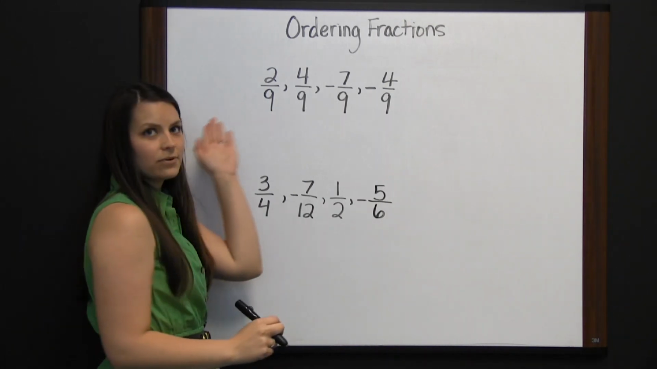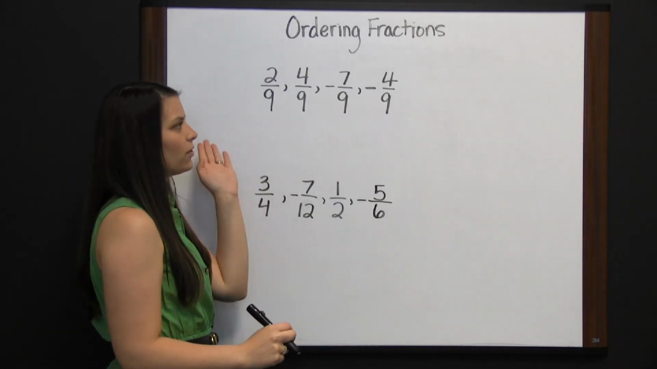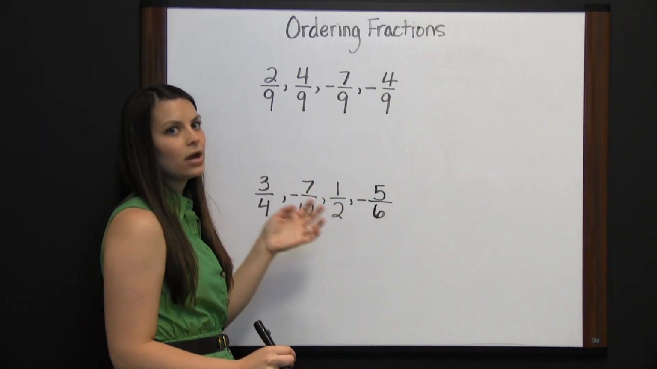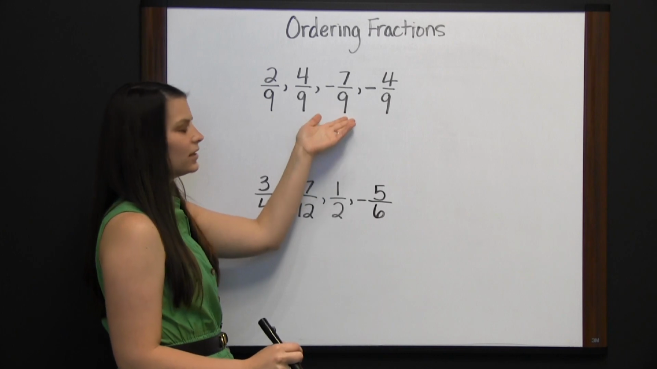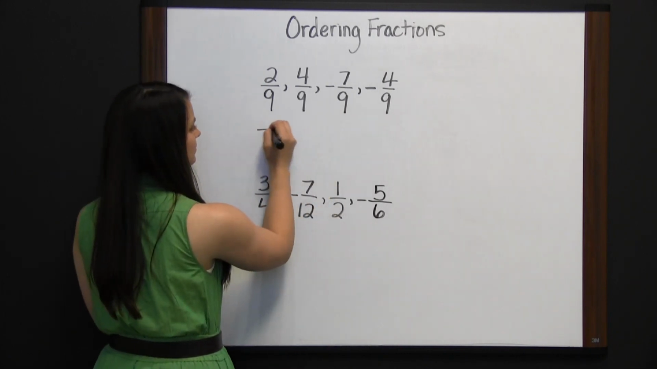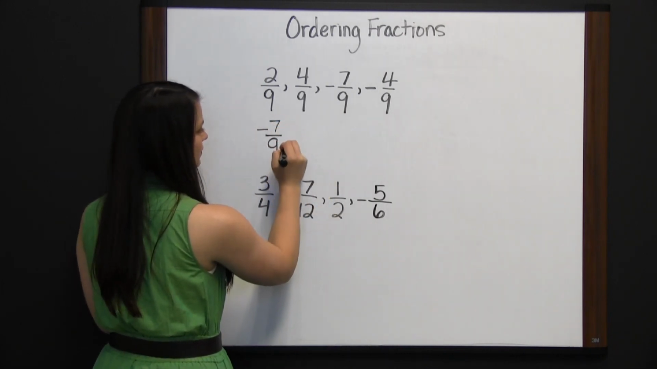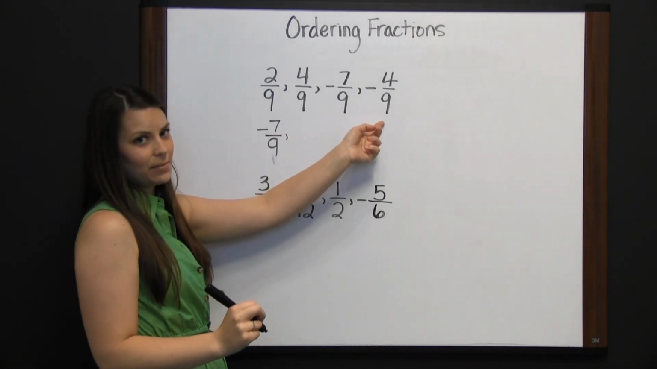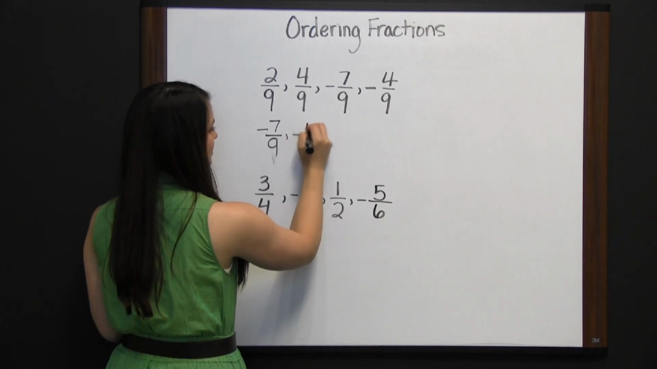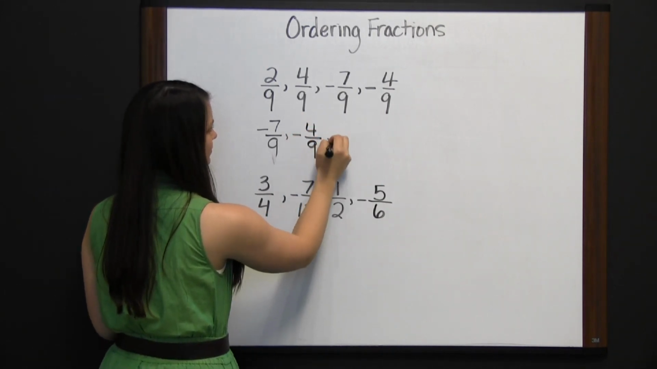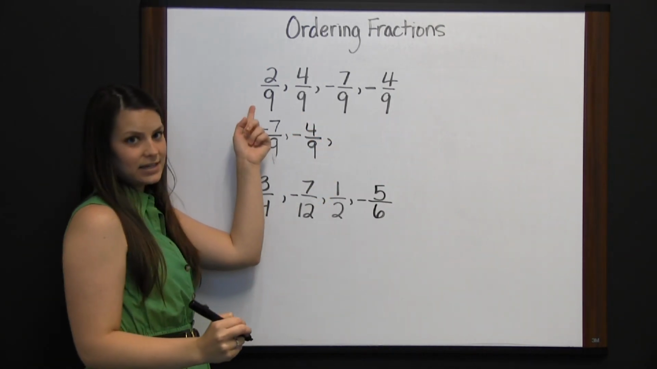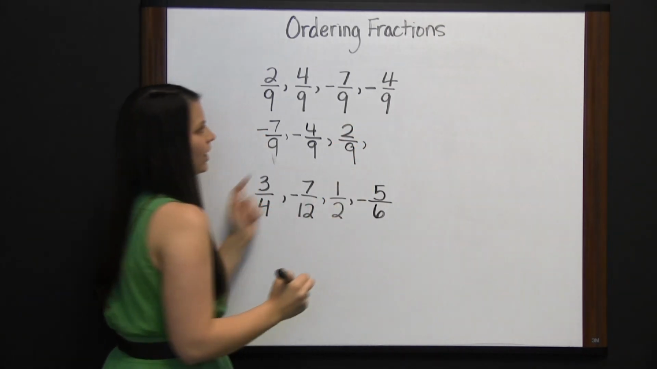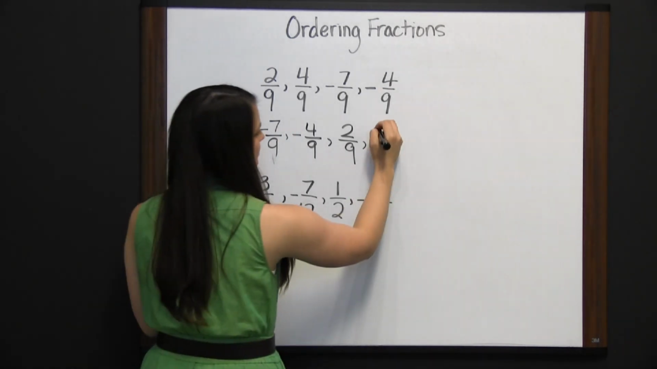If we're ordering them from left to right, or from least to greatest, then the smallest number would be our biggest negative number, -7/9. Our next number would be our next negative number, -4/9. Next biggest would be our first positive number, 2/9. And finally, 4/9.